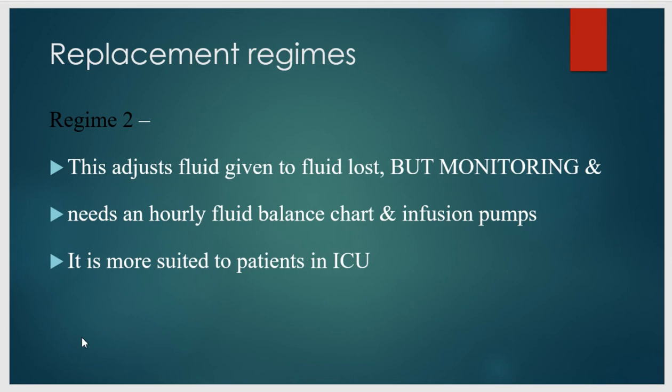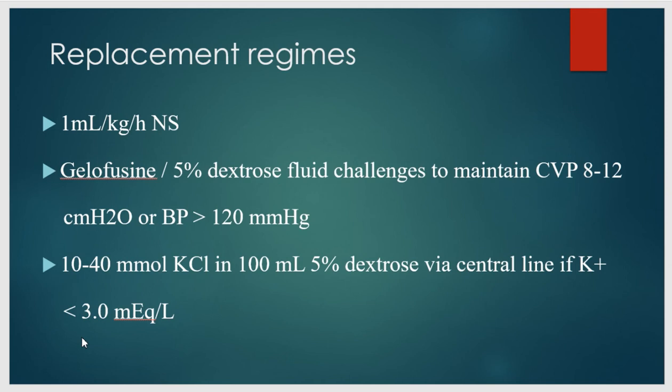Now this is the second regime. This adjusts the fluid given to fluid lost. But monitoring is required and it needs an hourly fluid balance chart and infusion pumps. This second regime is more suited to patients in ICU. Normal saline should be given at 1 milliliter per kg per hour rate, and if required, the colloid can be used like gelofusine or 5% dextrose.